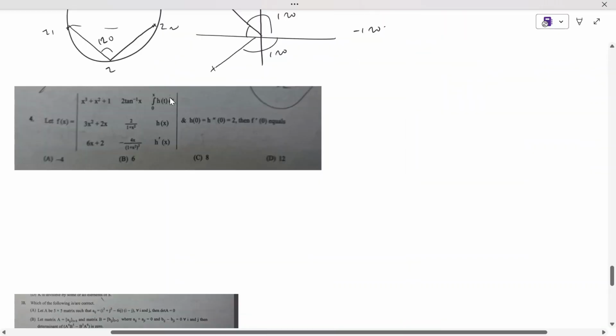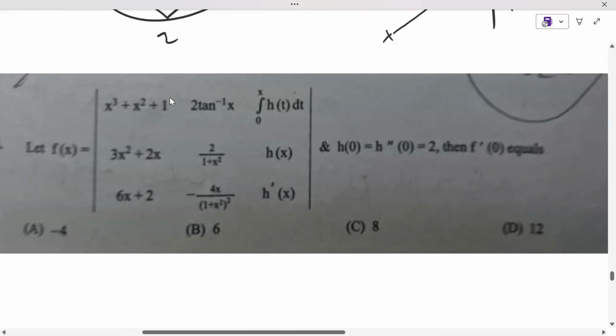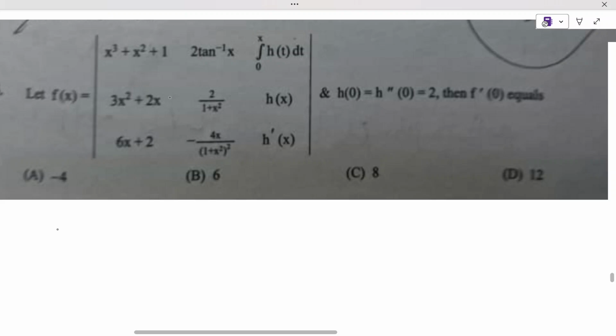So as far as this question is concerned, f(x) is equal to this thing, and I have to find f'(0). If I just differentiate, f' is equal to what? I should differentiate row-wise, right? So this will be 3x² + 2x.